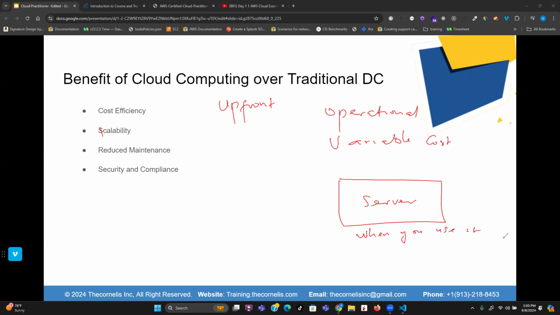You are not paying for what you are not using. So that upfront cost is gone. Then the scalability capacity.